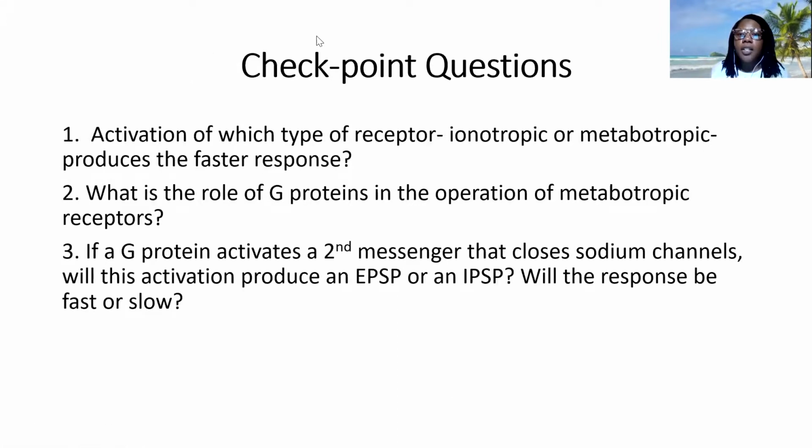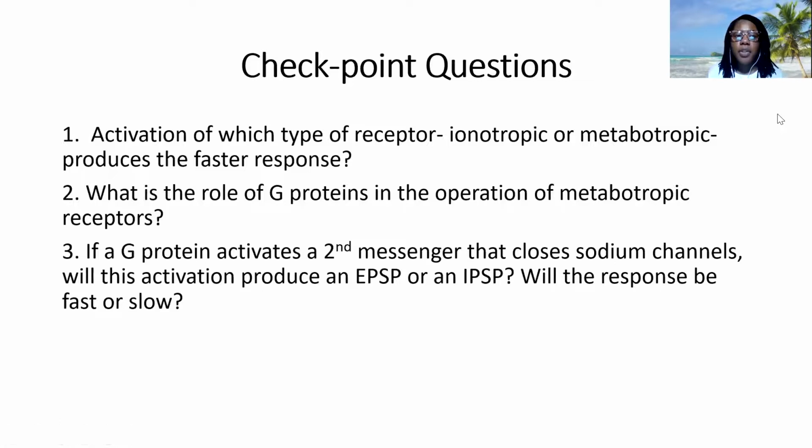All right, so let's look at these checkpoint questions here. We kind of talked about this on Friday, so these should be pretty straightforward. Let's look at question 1. Activation of which type of receptor, ionotropic or metabotropic, produces the faster response? So which of these two types of receptors is associated with a faster response? Excellent, yes. So the ionotropic receptor is going to be the faster response.